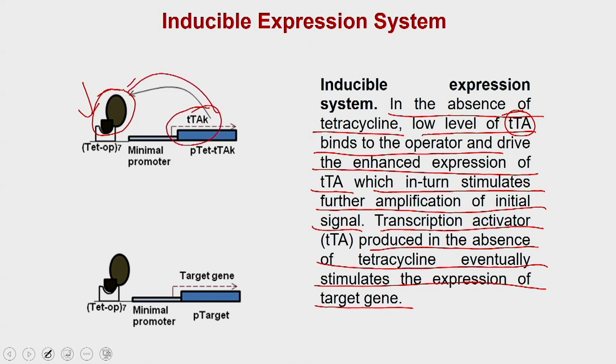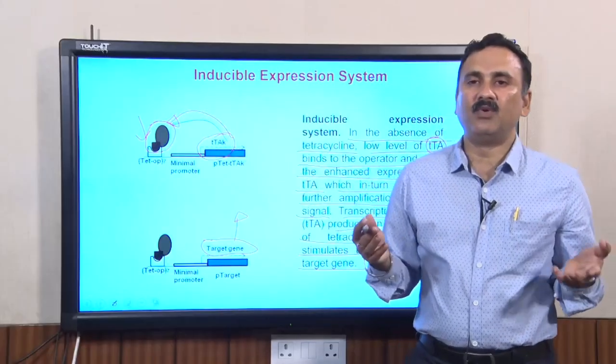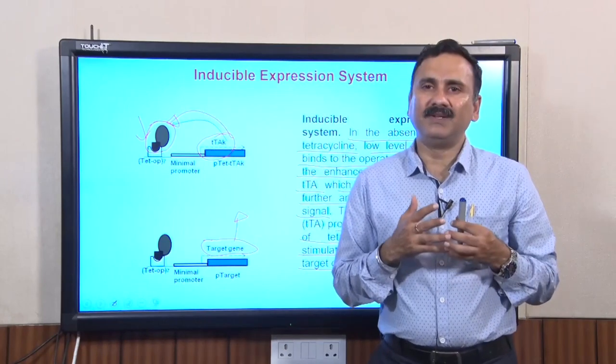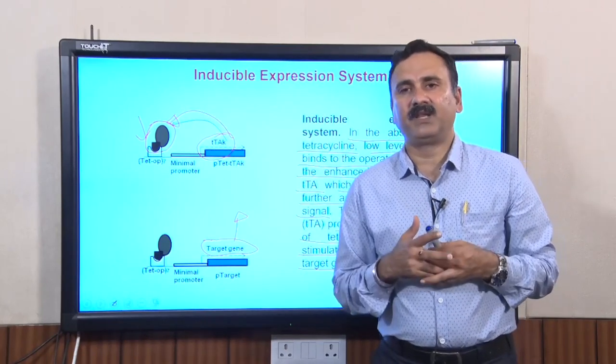This TTA will go and bind to another round of operators. Initially there will be a low level of TTA, but once it produces more TTA, it generates a strongly inducible system, and that is how it induces the production of protein from the target gene. This is called the Tet-On Tet-Off inducible promoter system, or inducible expression system, in the mammalian expression system. We have discussed different types of expression systems.